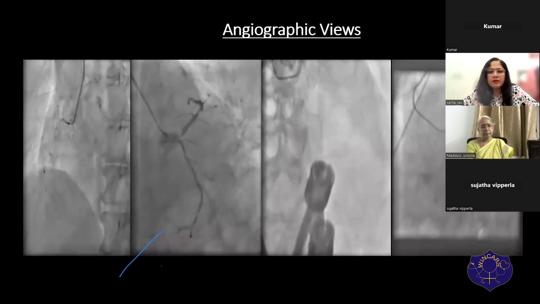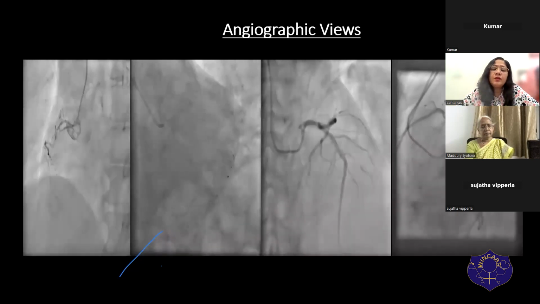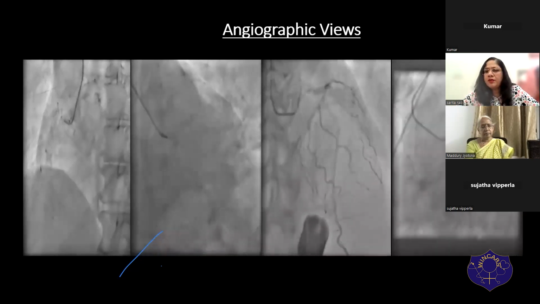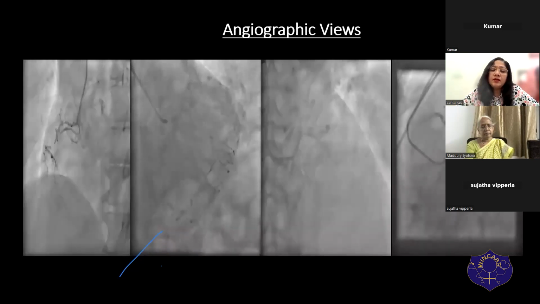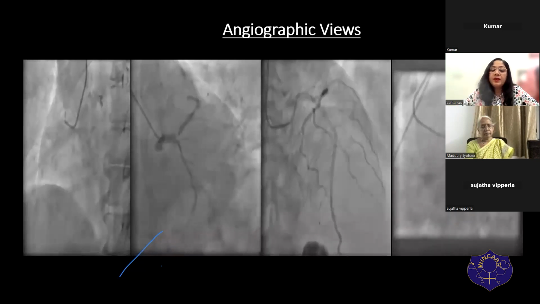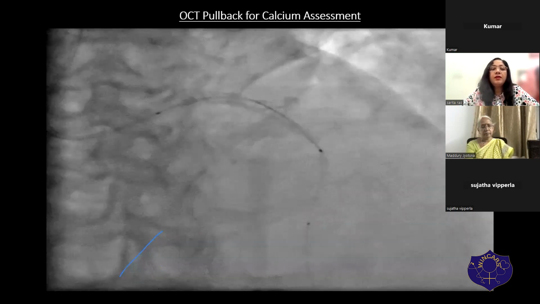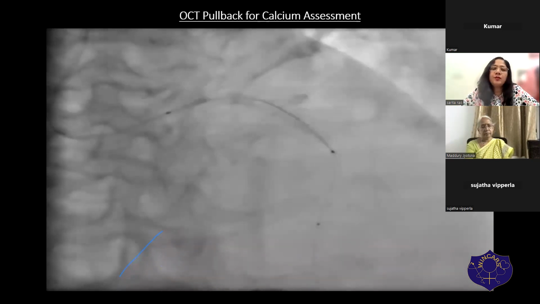So at that point, after discussion with the whole family, it was decided that we are going to do the minimum to give him relief because he's so elderly, so fragile. We will settle the culprit lesion first. So that was the approach at that time. And so we went ahead and we wired the vessel and we took an OCT pullback for calcium assessment.